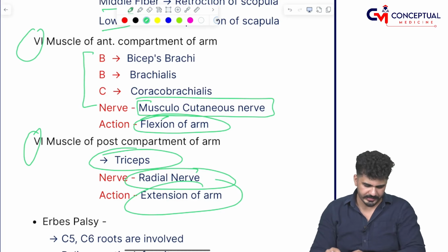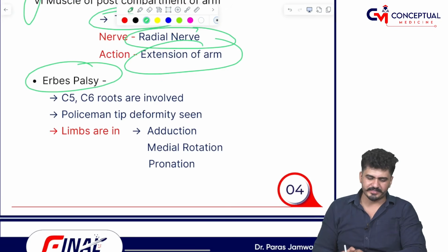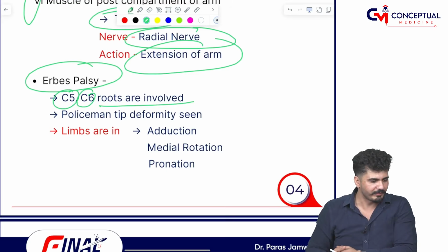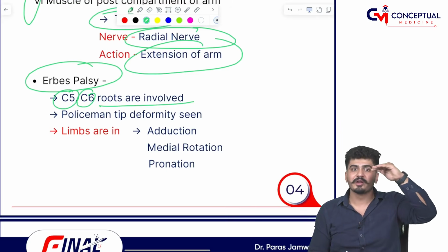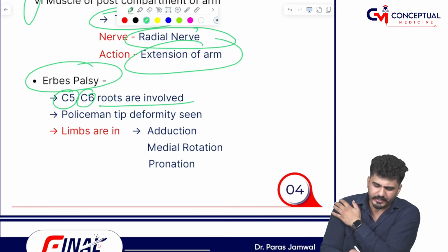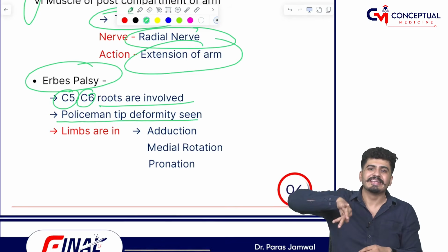Comfortable? Okay, done. Now, my dear friends, Erb's palsy and Klumpke's palsy. In Erb's palsy, C5, C6 roots are involved. That means upper roots are involved. Upper roots were mainly for the axillary part. Okay, sir? Now, here you will see a policeman tip deformity, or you can say waiter's tip deformity.